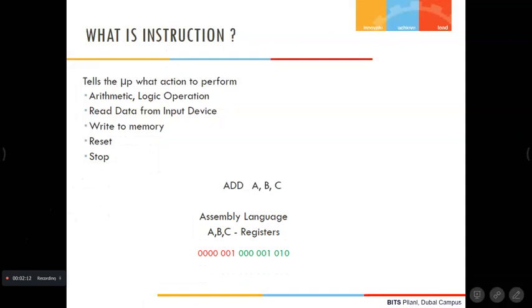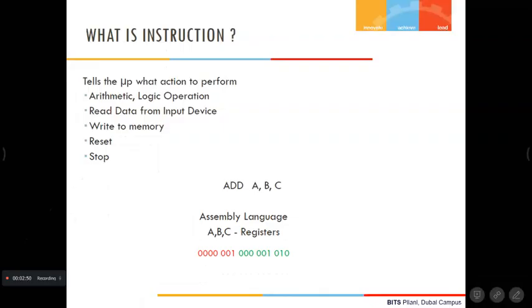I told you in the beginning itself that we are going down to the microprocessor level, and then you are talking to the microprocessor in its own language, and that language is nothing but your assembly language. This is one example of assembly language: add A, B, C. What it does is it adds the content of B and C and stores it in A. It can be that it adds the content of A and B and stores it in C. It can be any form depending on the microprocessor. Let us not worry about those things first.